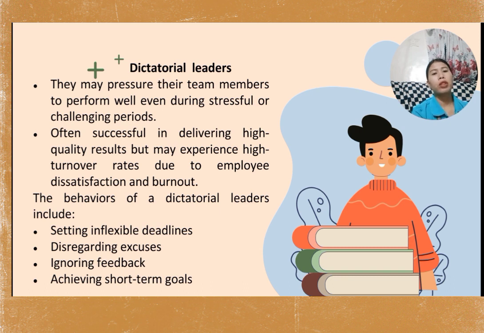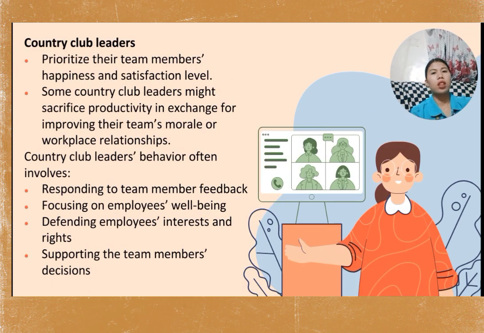Ignoring feedback: you don't allow your team members to give feedback. You're just focusing on your own. You don't value your members' feedback. So you are achieving short-term goals. The next one is the country club leaders.